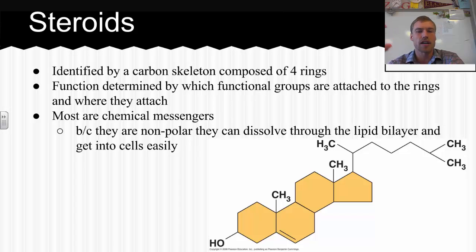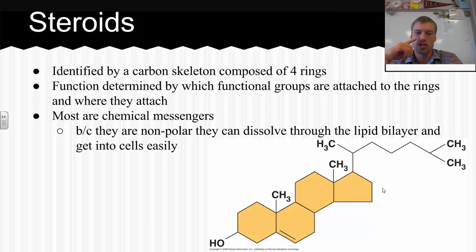These are identified by having a carbon skeleton composed of 4 rings. Many times it's going to be 4 six-sided rings and 1 5-sided ring, although there are other configurations that those can take as well. And the function is determined by what functional groups are actually attached to the rings. So we can have lots of different ones attached in different places, and it completely depends on where they're located, right? Again, form and function.